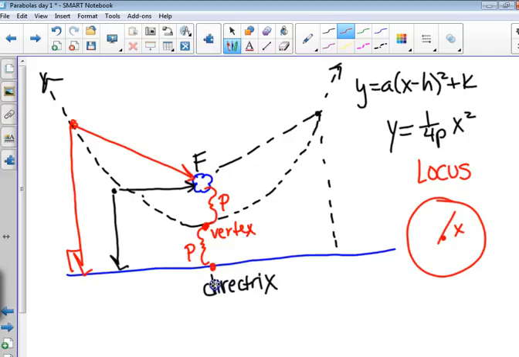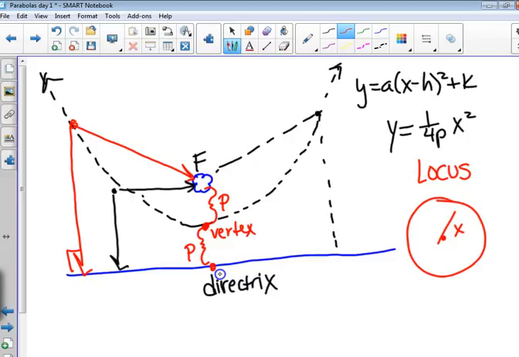Now, some things you may or may not remember from last year. The focus is always inside the parabola somewhere. It is actually the focal point of, for example, a parabolic satellite dish. If you had a satellite dish that was a parabola, you would put the receiver at the focus because all of those rays, incoming things, would be focused to that spot. Okay? So it does have a purpose.